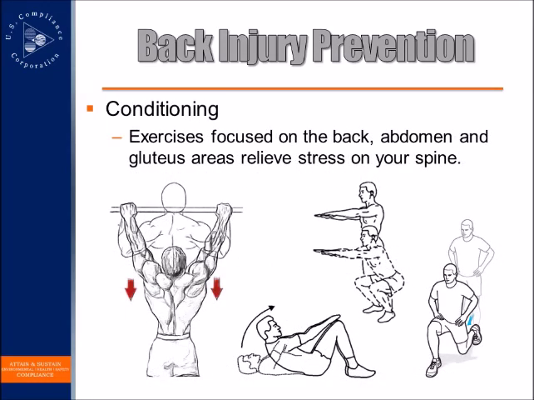Maintaining proper conditioning can also reduce the risk of a back injury. Exercises focused on the back, abdomen, and gluteus areas relieve the stress on your spine. There's not a whole lot of bone support between your rib cage and your hips, and so it's important that these muscles be properly toned in order to alleviate the strain on your spine.